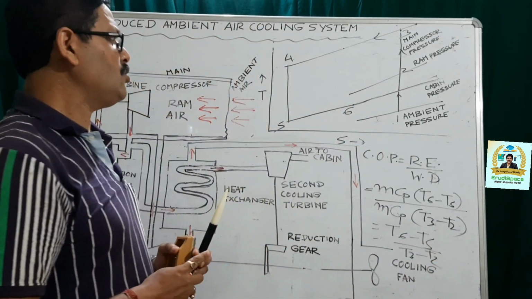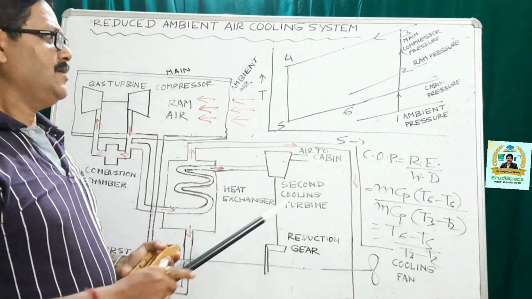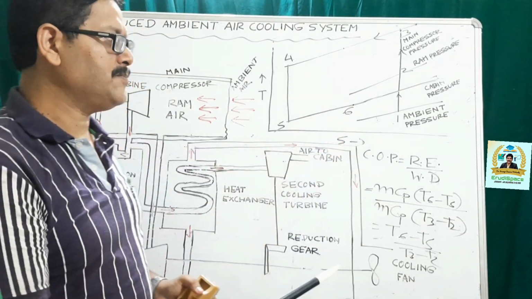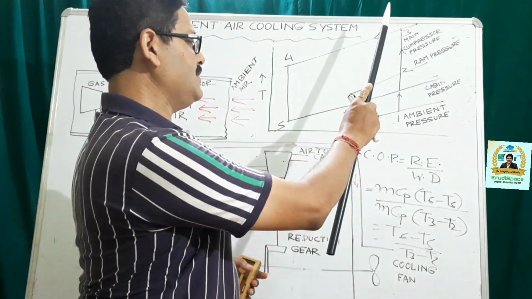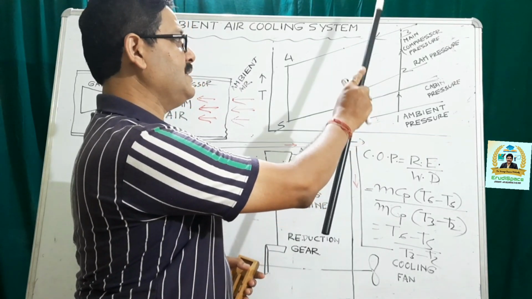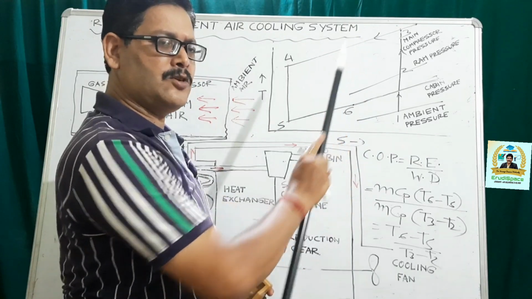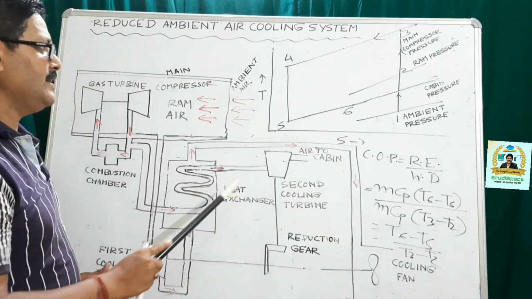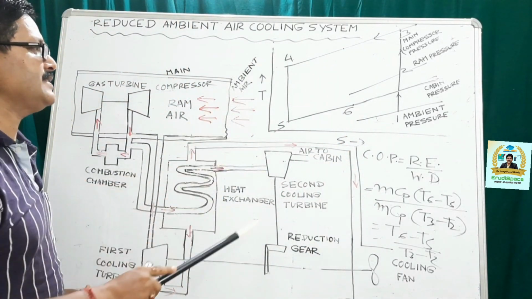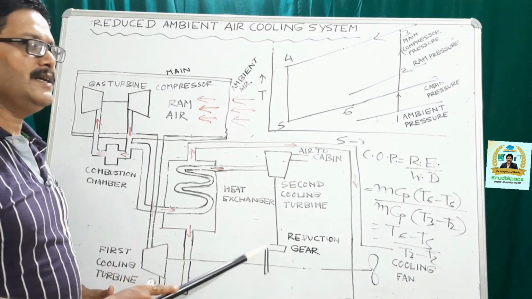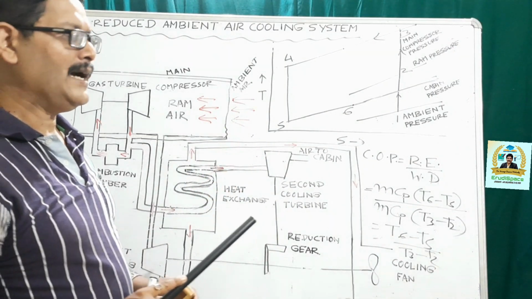So we have considered both the stages of compression, that is both the ram compression and the compression that is taking place in the main compressor, to be isentropic processes. Similarly, the expansion that is taking place in the second cooling turbine is also considered to be isentropic.